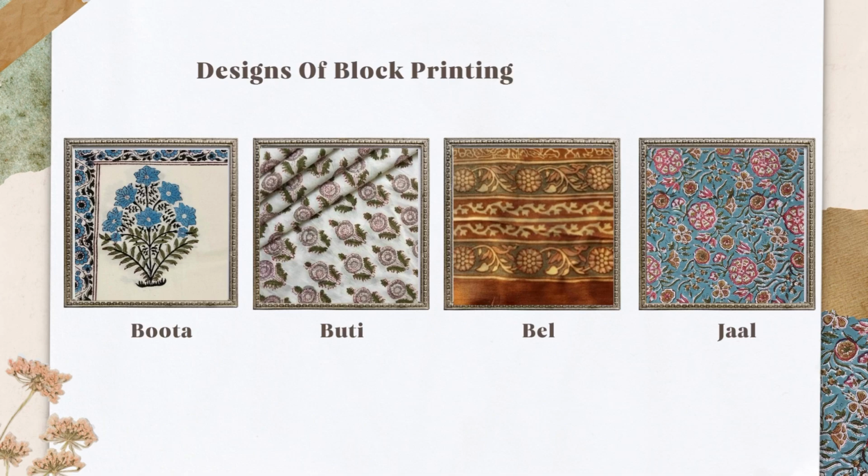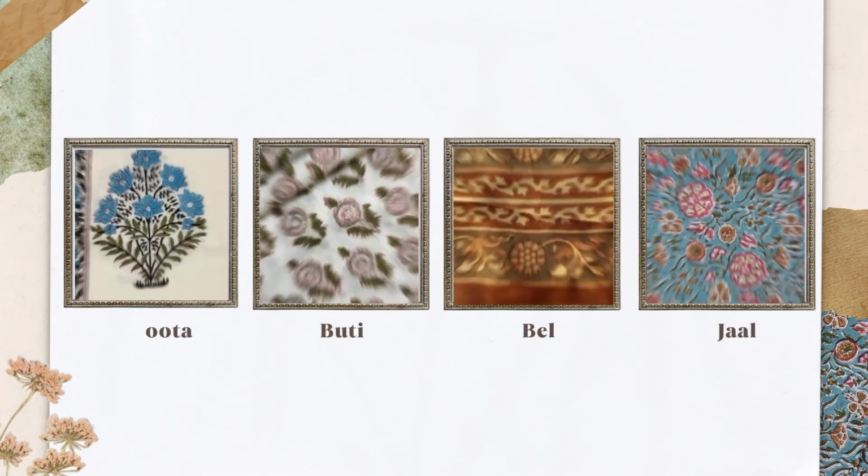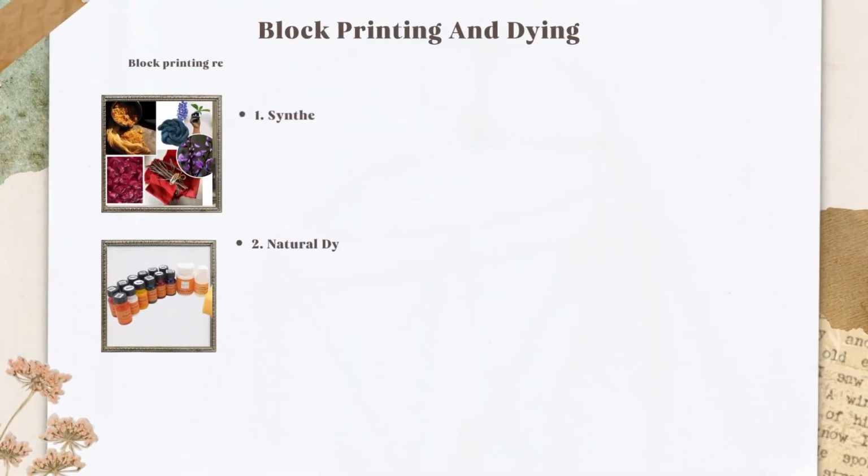Designs of block printing. In traditional Indian prints, you will see four main motifs. First one is Bhuta. Bhuta is a large isolated flower. Second one is Booti. Booti is a small repeated floral pattern. Bel is a running vine border, while Jal is a beautiful all over net design covering the full fabric.